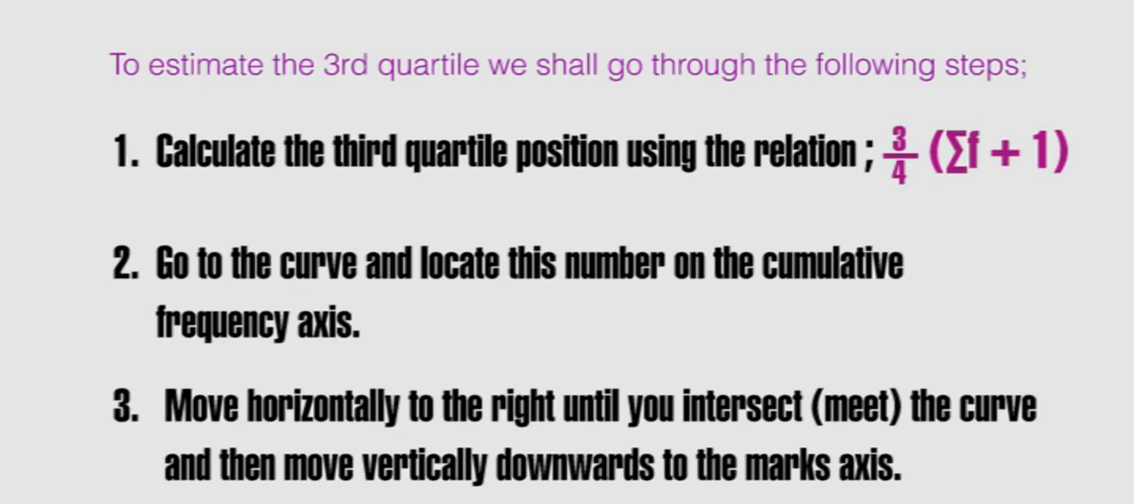And move vertically downwards to the mark axis. Record this mark as your third quartile. That is interesting. For the first quartile, you multiply by 1 over 4. Good. Now, for the third quartile, you multiply by 3 over 4.